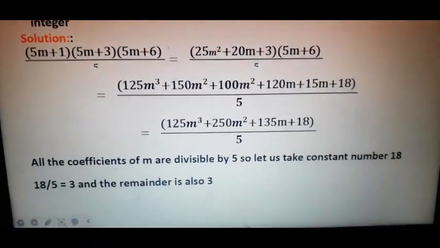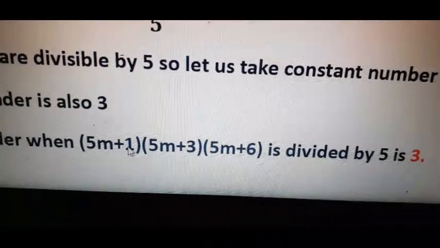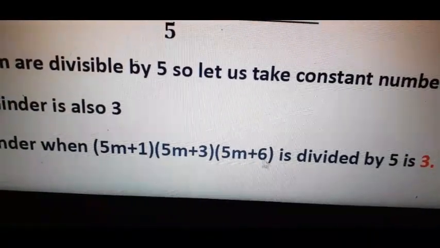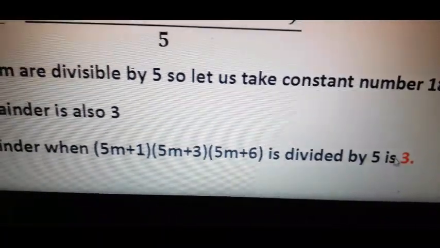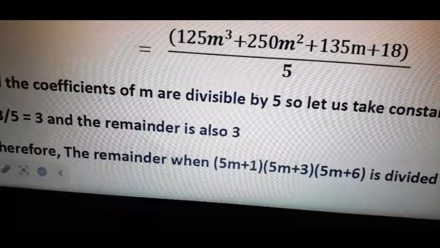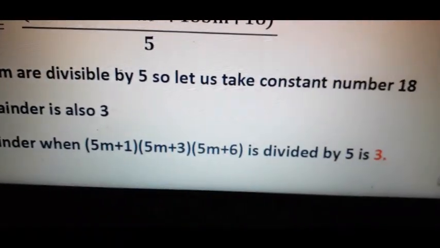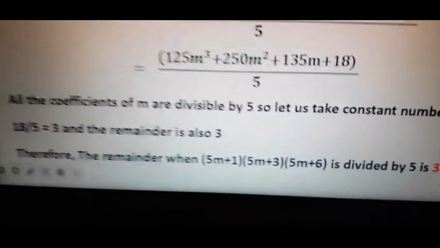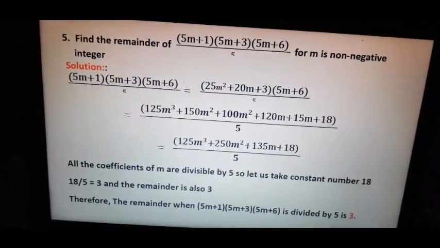So when the product of 5m plus 1, 5m plus 3, 5m plus 6 is divided by 5, the remainder is 3. Therefore the remainder when this product is divided by 5 is 3. This is all about today's lesson.